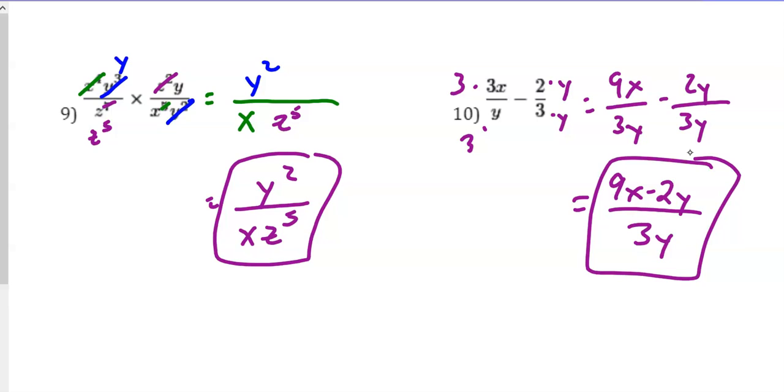9x minus 2y. Okay. All right, so this concludes our notes on topic number 4, simplifying rationals.